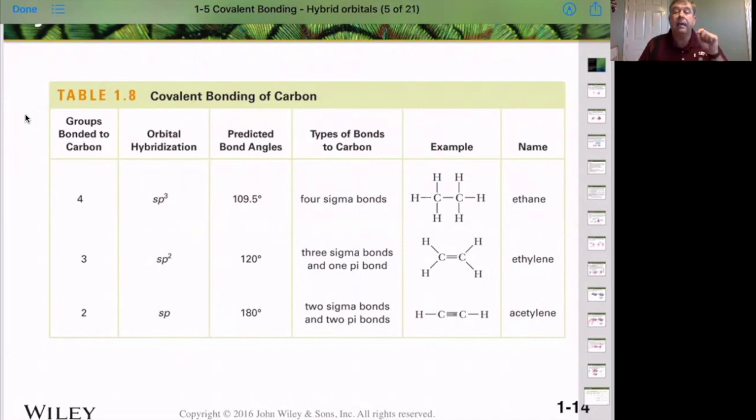Okay? If you have 2 bonds to carbon, that means you're sp hybridized. That means it's going to be linear, and that you have 2 p orbitals that will form 2 pi bonds. Okay, so when we think about the number of things bonded to the carbon, think about the hybridization. The hybridization gives you shape, and it tells you whether or not you're going to have pi bonds available to you in your system.